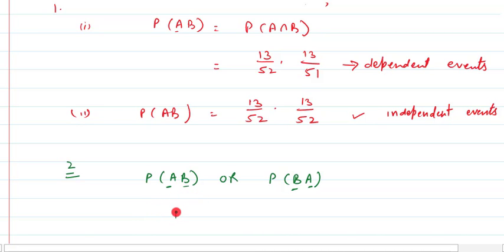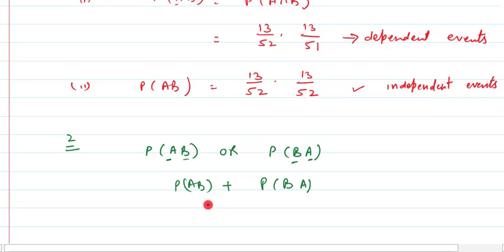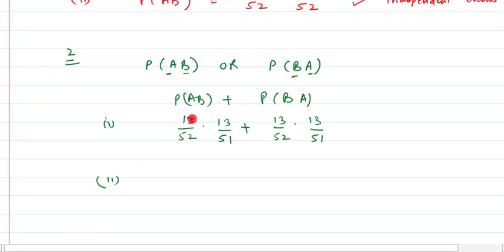So to solve this problem, we'll write P(A∩B) or, means plus, P(B∩A). Now as the same first case, when first card is not replaced, first card is spade, means probability is 13 upon 52, and it is not replaced, means the probability of getting club is 13 upon 51, plus 13 upon 52 for getting club and 13 upon 51 for getting spade. And for the second case, means when the card is replaced, the problem will be solved like 13 upon 52 into 13 upon 52 plus 13 upon 52 into 13 upon 52.